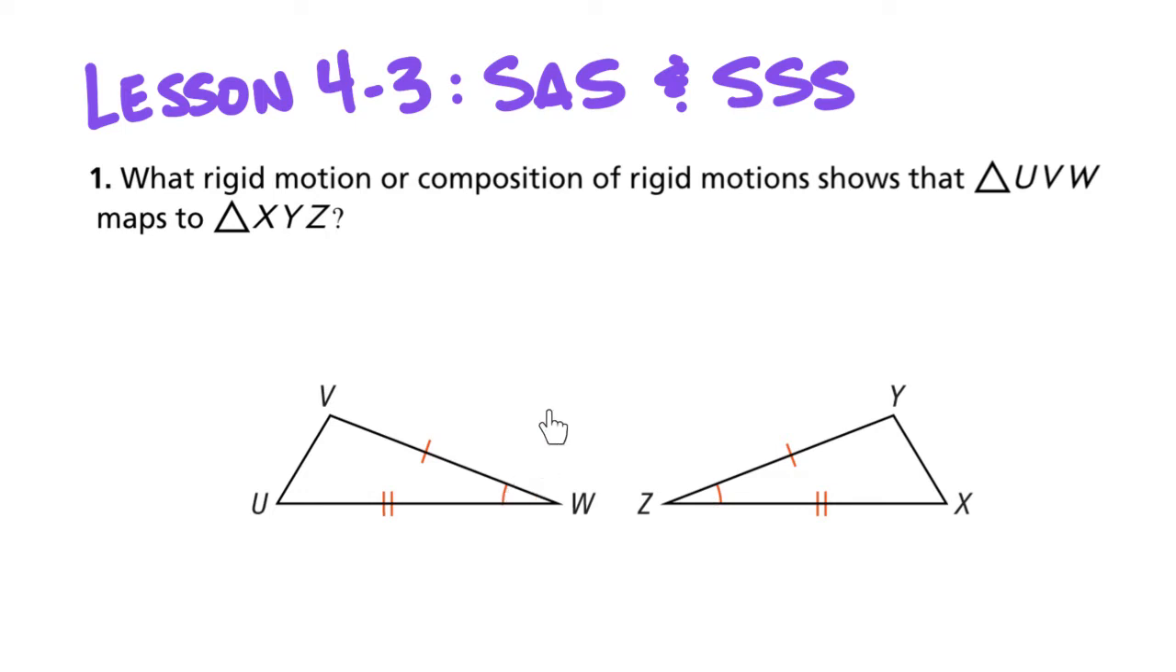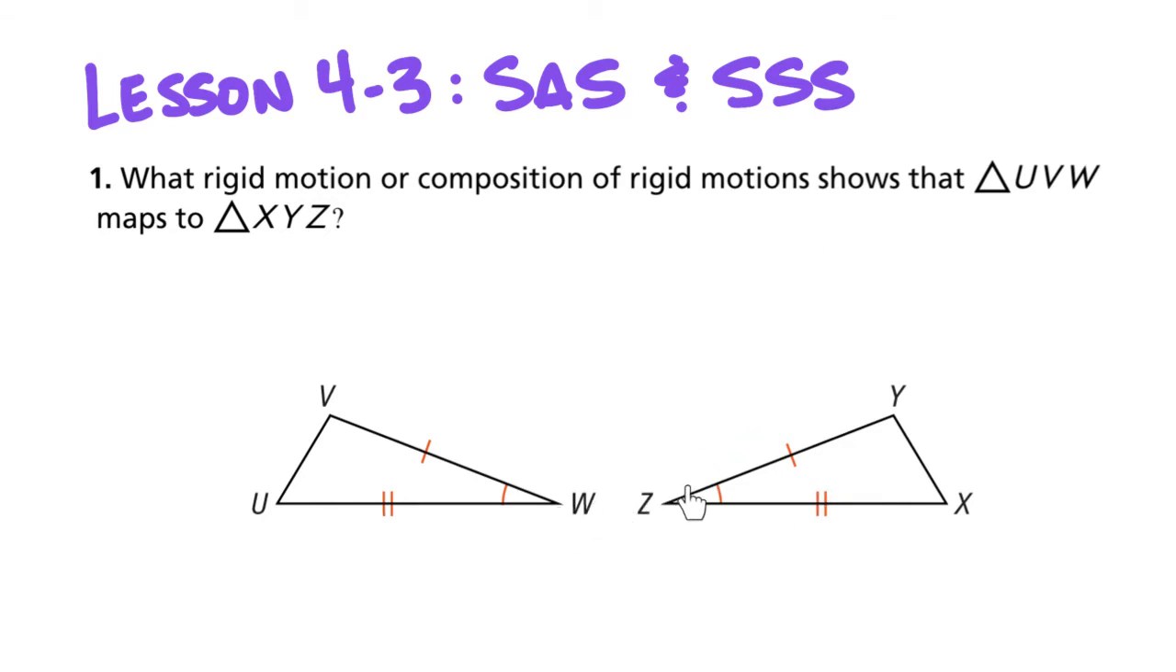And so the question says what rigid motion or composition of motions shows that these two map to each other. And we know that if they map to each other, that would be another way of saying that they are congruent to each other, that they are identical to each other. And so let's think about that. How can I make this shape match up to this shape using rigid motion?